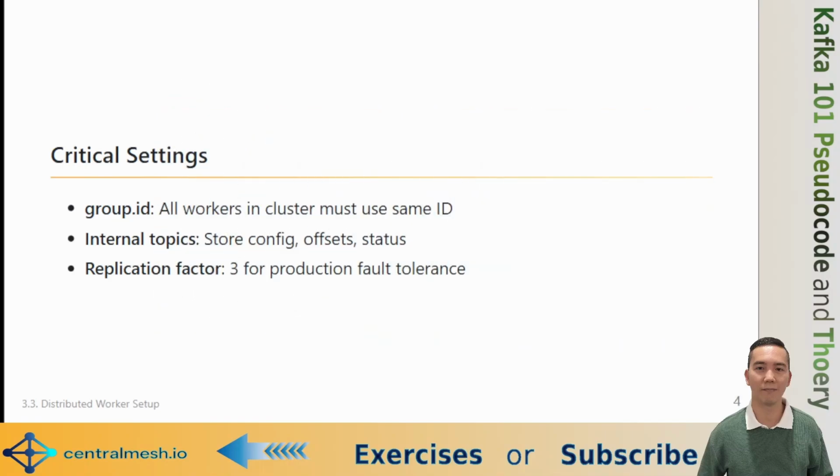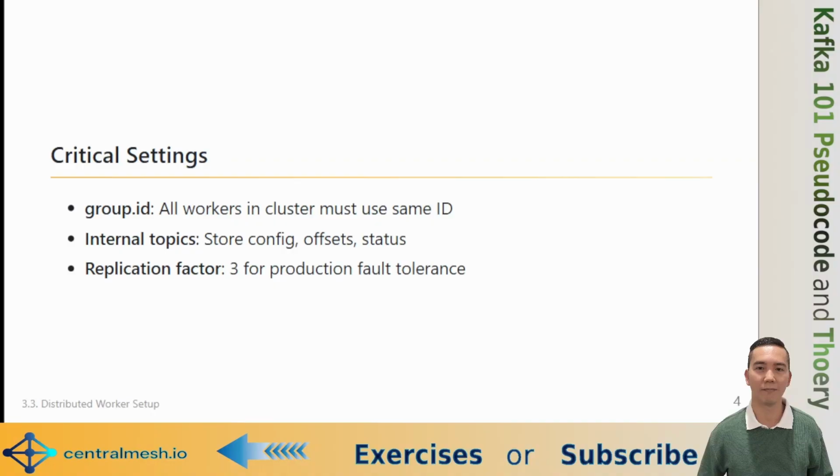There are 3 settings you should always pay attention to when configuring a distributed cluster. First is the group ID. Every worker in the cluster must use the same value. If one worker uses a different group ID, it simply creates a completely separate Connect cluster.